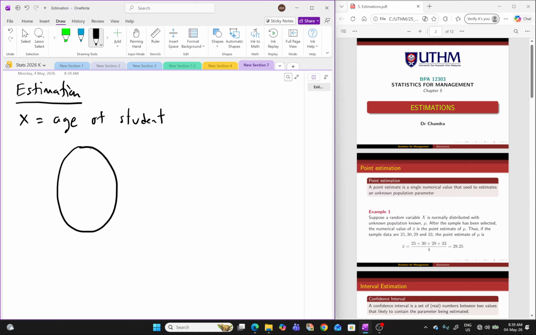If I want to calculate the average, the mean for each first year university student, apa saya kena buat? Saya kena pergi ambil data. I need to take the data from each and every university from Malaysia. Boleh faham? Which means kalau saya nak compute the mean, saya kena ada data daripada setiap pelajar dari seluruh Malaysia.